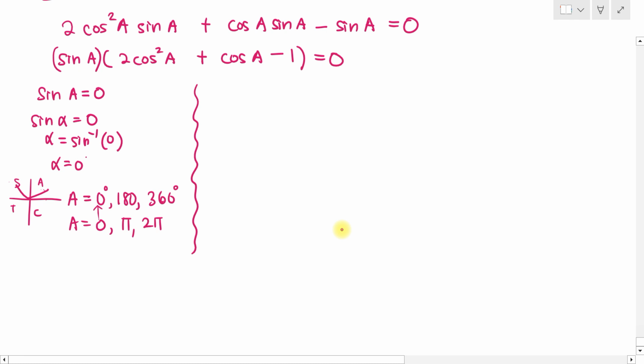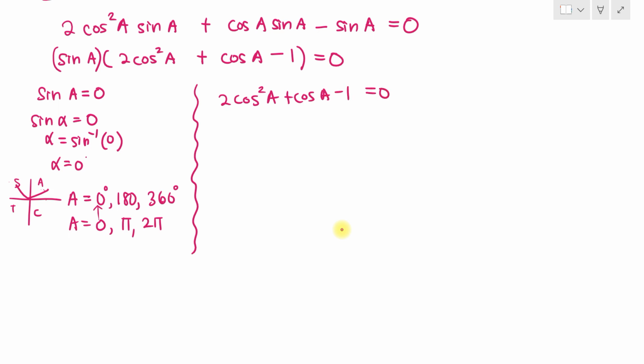Okay, next. 2 cos square A plus cos A minus 1 equals to 0. Let's try. Can we factorize?